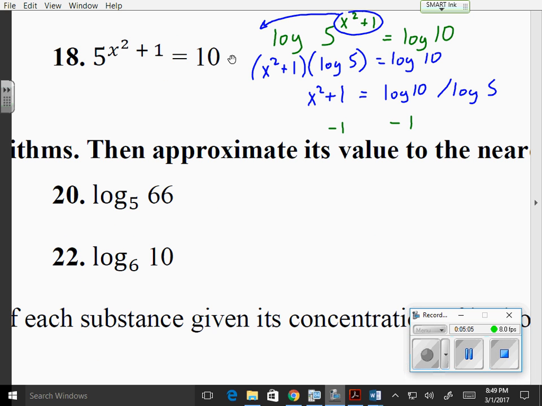Problem like number 18. We have 5 to the x squared plus 1 power equals 10. We take the log of both sides. Log of 5 to the x squared plus 1 equals log of 10. And you can move the x squared plus 1 out as a coefficient, times log of 5 equals log of 10. Divide both sides by log of 5. So you get x squared plus 1 equals log 10 divided by log of 5. So once we get this amount in our calculator, we're going to subtract 1 from both sides and then take the square root of the answer.